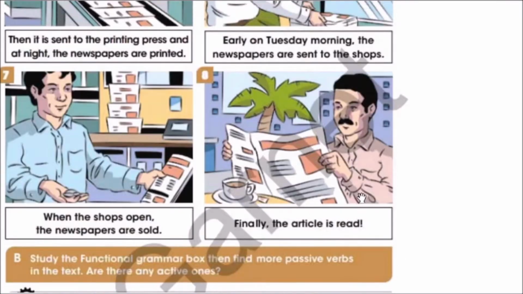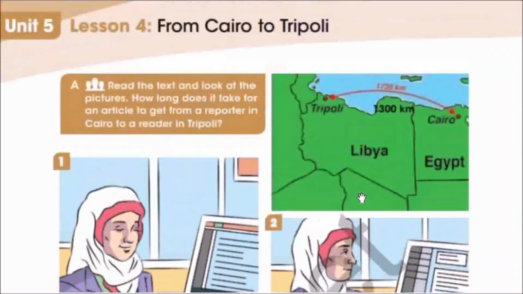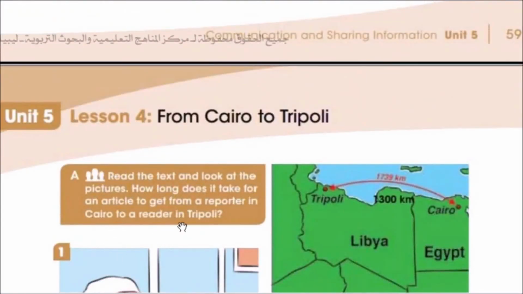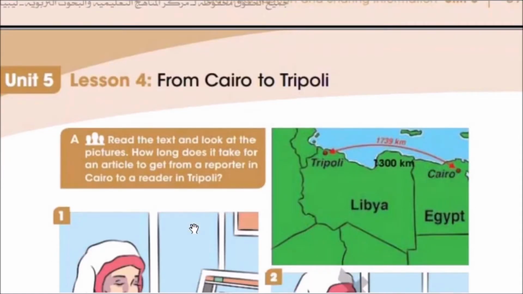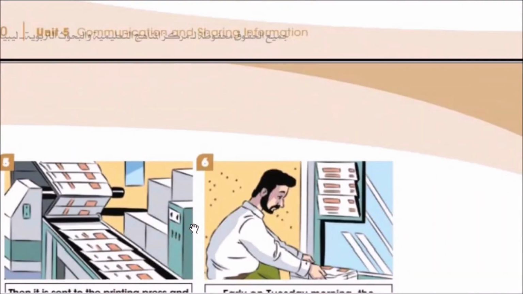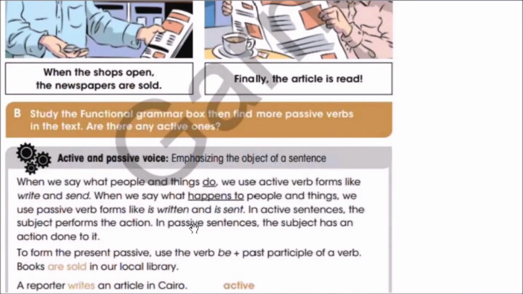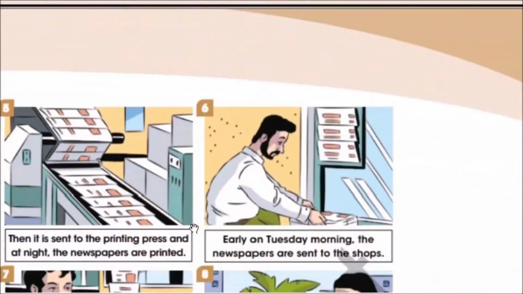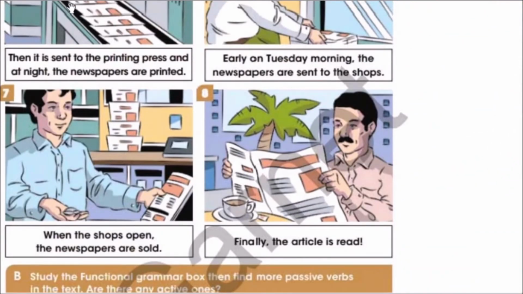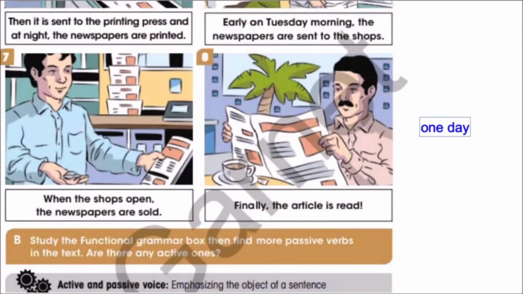Now, let's answer the question. How long does it take for an article to get from a reporter in Cairo to a reader in Tripoli? What do you think the answer is? Very good. It takes 1 day. Good job. Now, let's move on to question B.